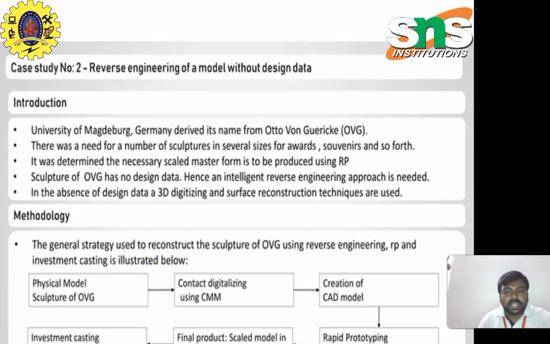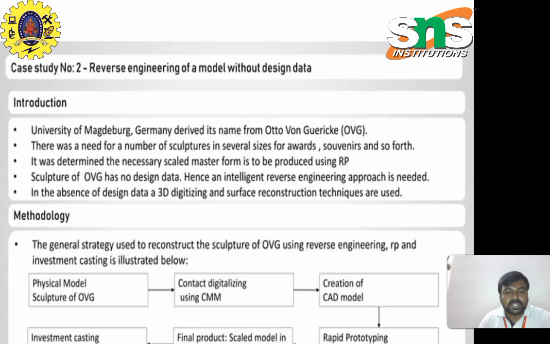Let us discuss another case study, reverse engineering of a model without design data. The University of Magdeburg in Germany derived its name from Otto von Guericke, that is OVG. There was a need for a number of sculptures in several sizes for awards, souvenirs and so forth. It was determined that the necessary scaled masters were to be produced using RP, rapid prototyping. The sculpture of OVG has no design data, hence an intelligent reverse engineering approach is needed.